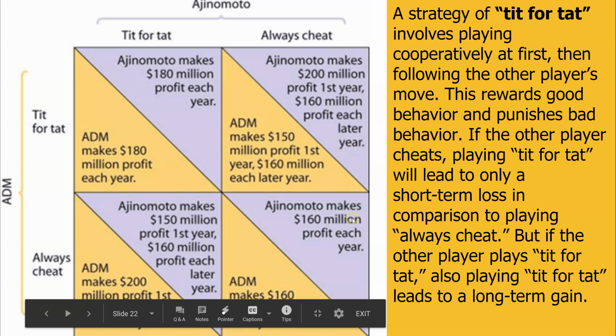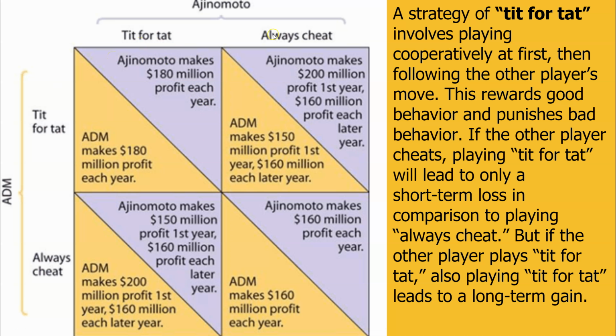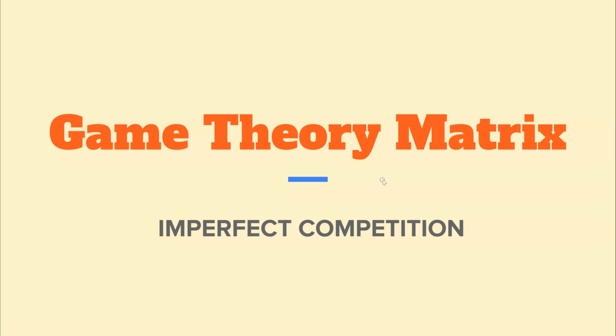Because if you both always cheat and you end up cheating over and over again, you're going to make less money than you did when you were in the tit for tat strategy. So that's going to lead you back to that space without ever colluding, without ever talking to the other firm. And that's what we see there.